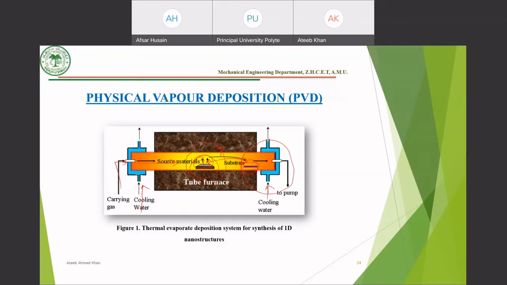Okay, so this is how the physical vapor deposition technique works, wherein the material is vaporized and carried by a carrying gas, which is generally a noble gas, and then at the end of the quartz tube it is cooled down so that it gets deposited on some material. So that's how we make a thin layer of FGM over another material.